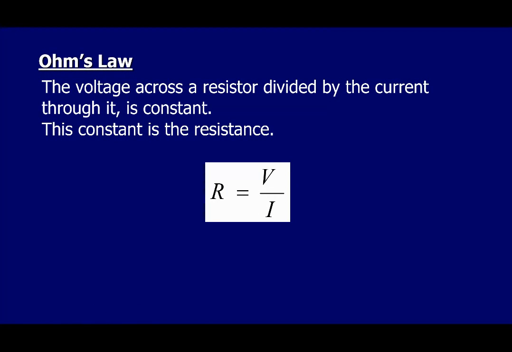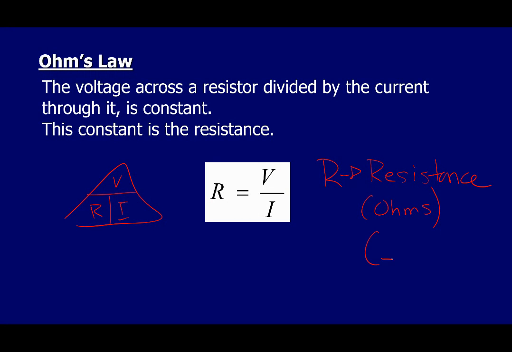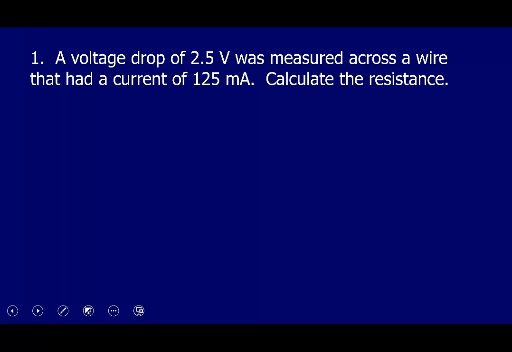So it's R = V divided by I. V, of course, is voltage measured in volts, I is current measured in amperes, and R is resistance. It's the only new variable here, and it is measured in ohms. Its symbol is this horseshoe-looking shape here, omega.